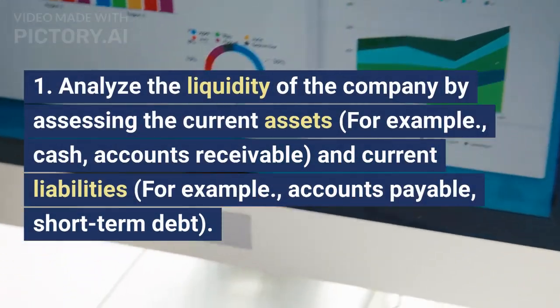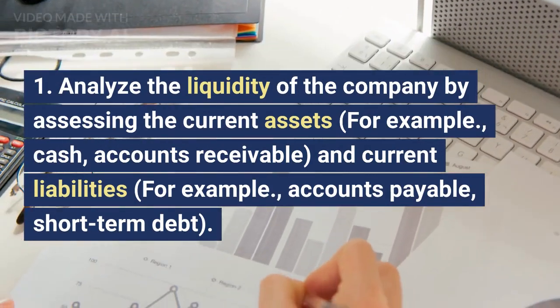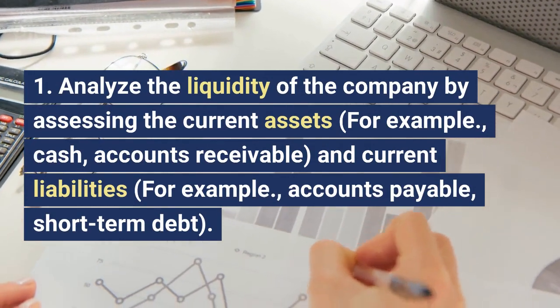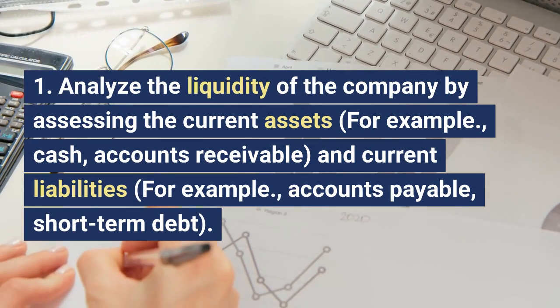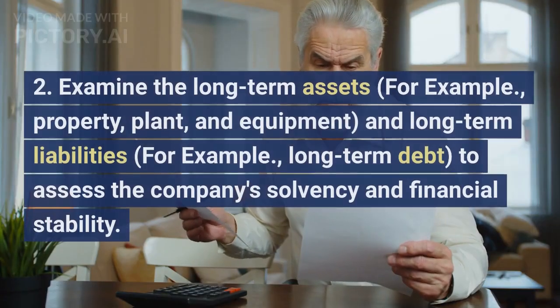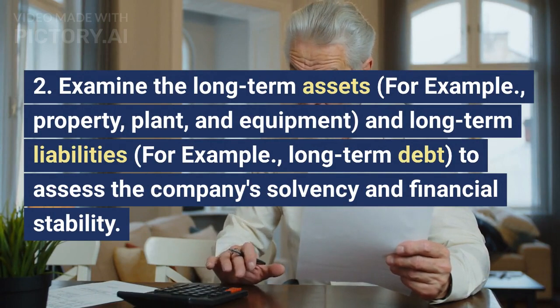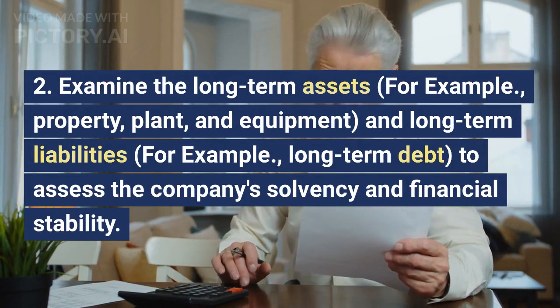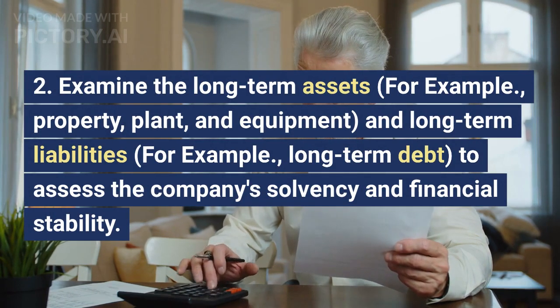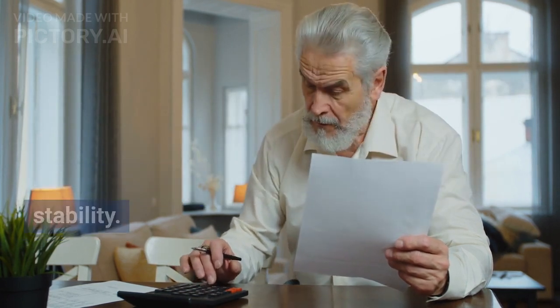1. Analyze the liquidity of the company by assessing the current assets, for example, cash, accounts receivable, and current liabilities, for example, accounts payable, short-term debt. 2. Examine the long-term assets, for example, property, plant, and equipment, and long-term liabilities, for example, long-term debt, to assess the company's solvency and financial stability.